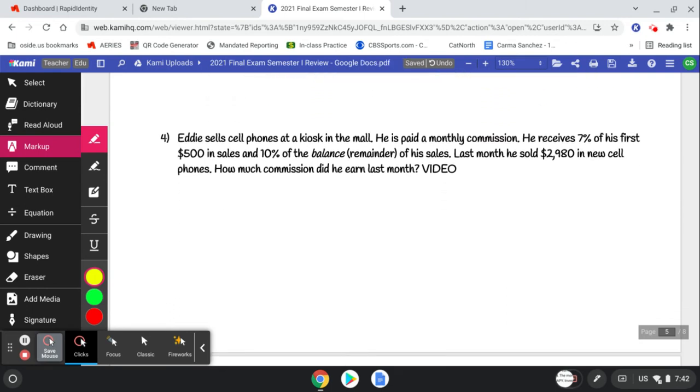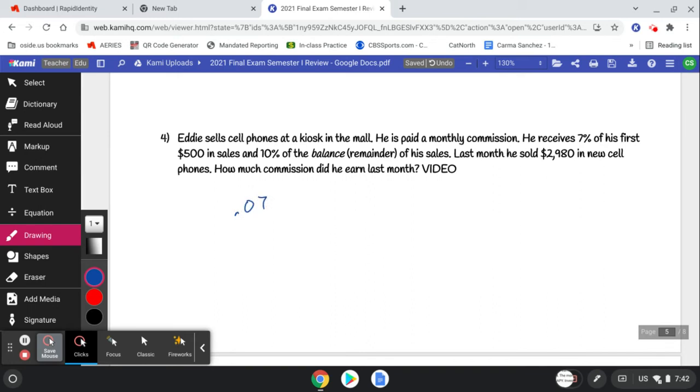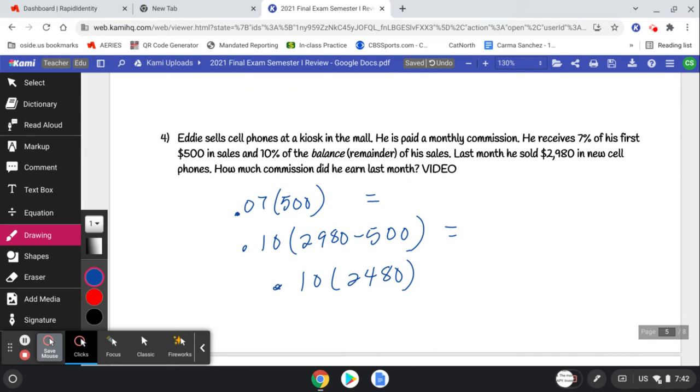So Eddie sells cell phones at a kiosk in the mall. He's paid a monthly commission. He receives 7% of his first 500 and 10% of the balance or remainder. And last month he sold $2,980. So we have to take off that first 500 that we're already calculating. And so that's going to be 10% of $2,480. Remember that we just moved the decimal once for that. So that's going to be $248. And this over here, I think, is just going to be $35.